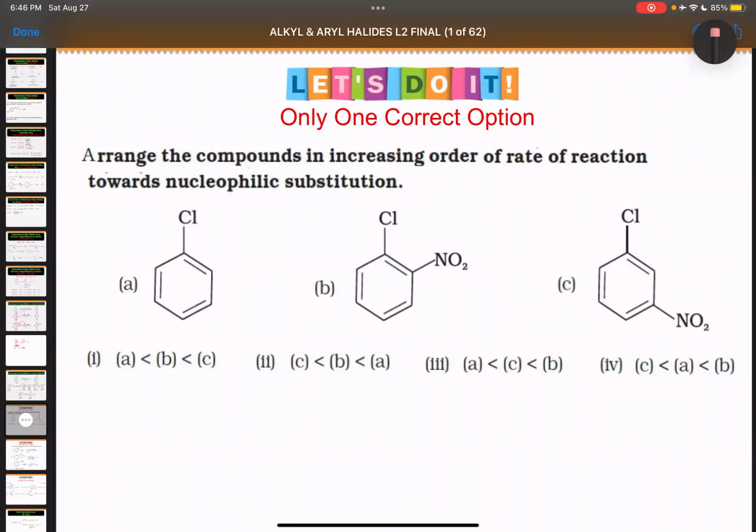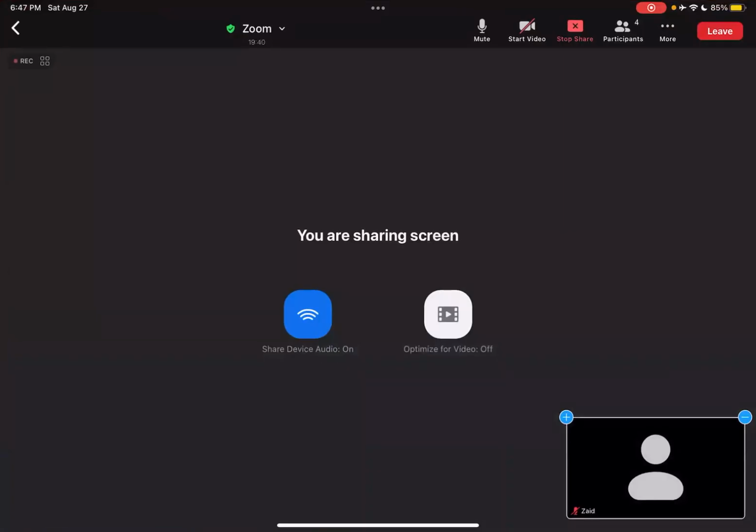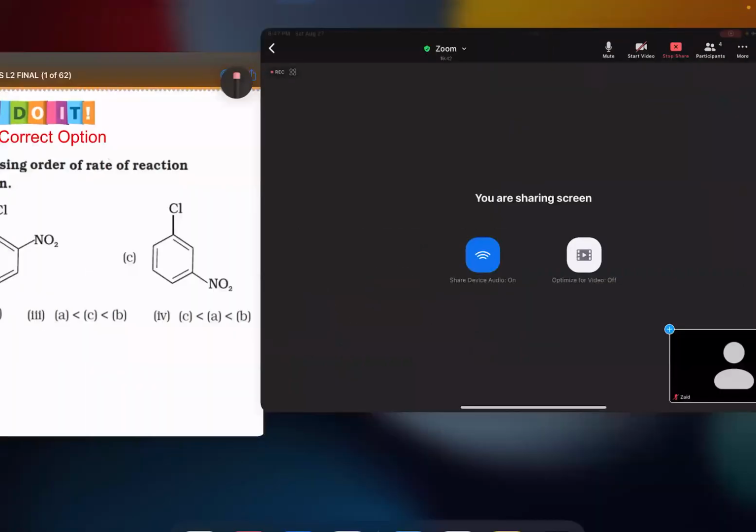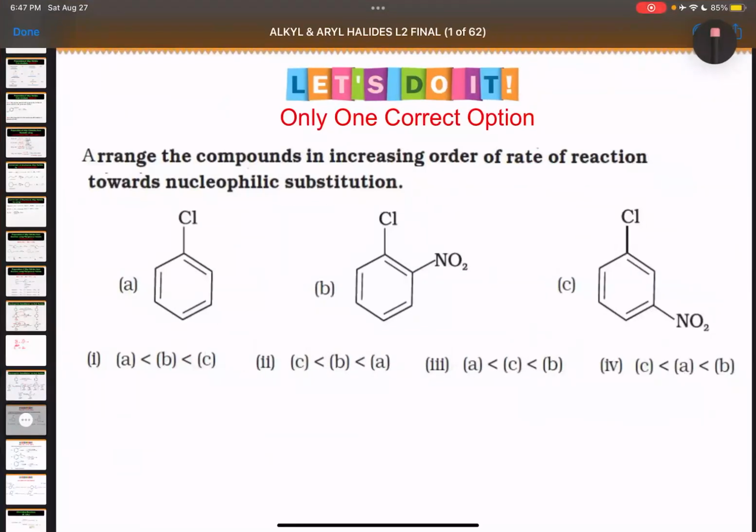So one is chlorobenzene, another has a nitro group at the ortho position to the chlorine. And in the third option, you have the nitro group at the meta position of the chlorobenzene. Just tell me where the reaction is going to be very easy, where it is going to be very difficult. You need to look at the electron density of the benzene ring, how it is changing with the NO2 group, where the positive charge is coming, and whether the positive charge is helping the reaction to happen easily.